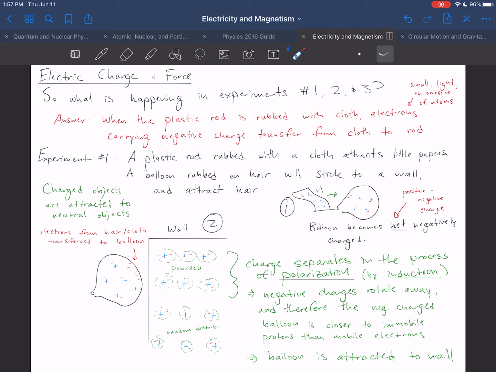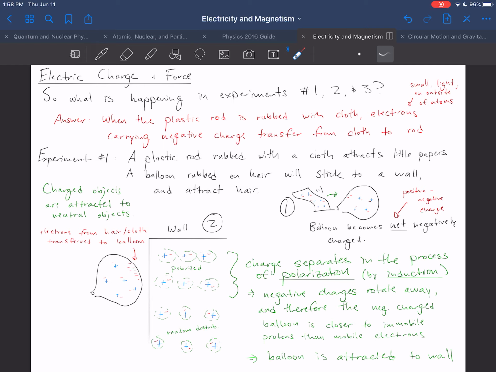We start, as with the first case, where the cloth is rubbing on the balloon, and the balloon then becomes net negatively charged. So again, electrons end up transferred to the balloon, and now the balloon has extra electrons and therefore a net negative charge. And in the second case, we'll see that that balloon is then attracted to the wall.